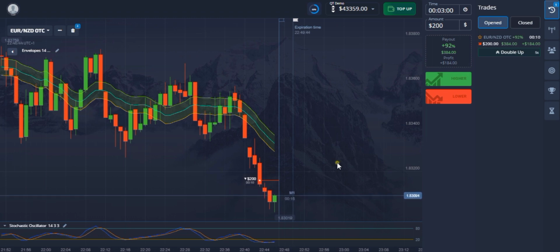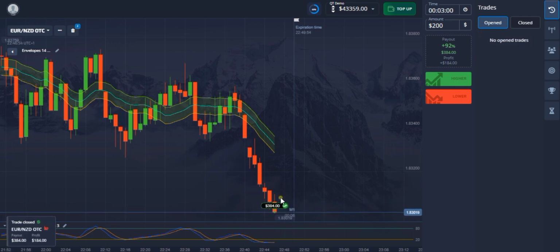So we just have a few seconds left for this particular trade to close. So let's see how this particular trade closes. So we have like 6 seconds left. Let's see how it happens. So you can see we actually won this trade with $384 profit, and that is how to do it.